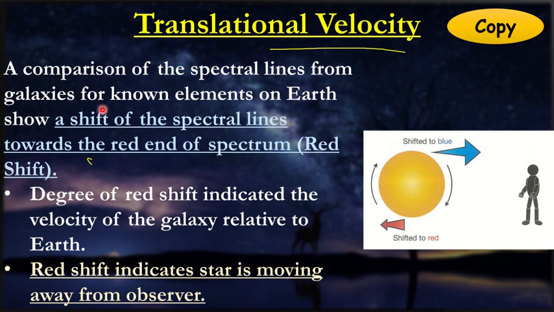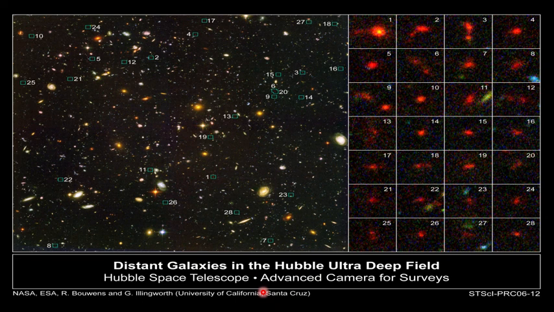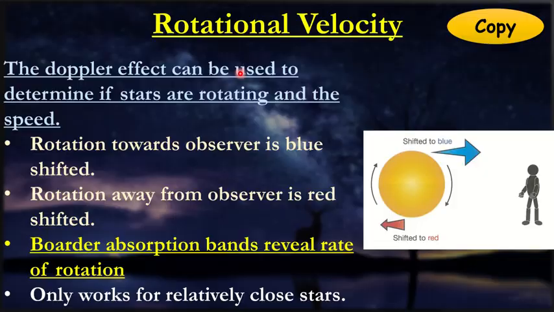Translational velocity compares the spectral lines, and if there's a greater shift of the spectral lines towards the left, we know it's moving towards us. Redshift indicates it's moving away from the observer. If we look at the light sources here, we have lots and lots of reds, implying that all these red stars are moving further and further away from us. The next we have is rotational velocity.